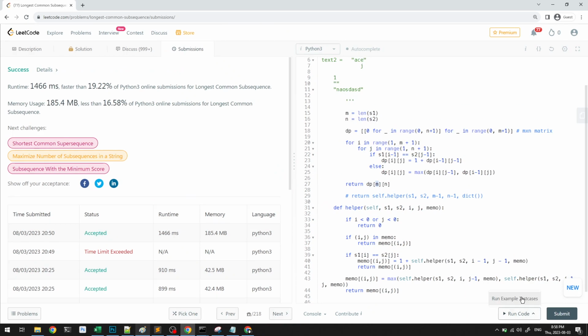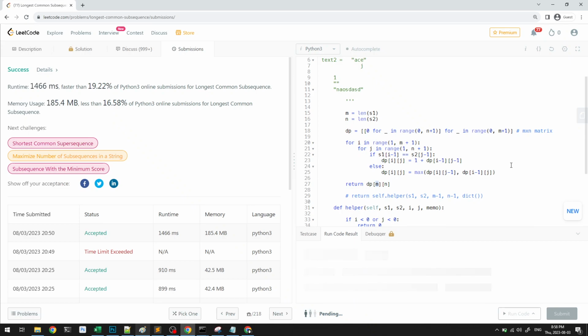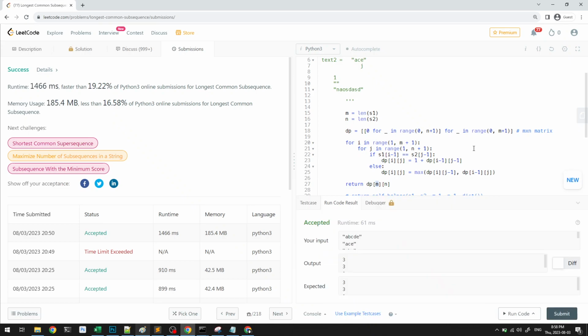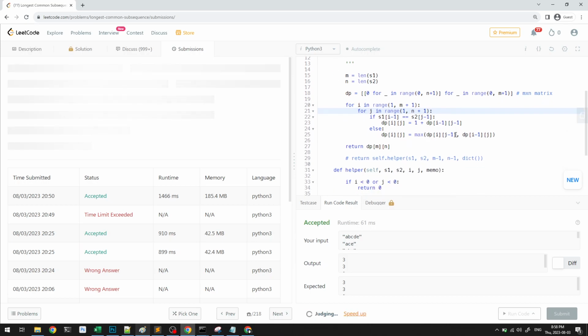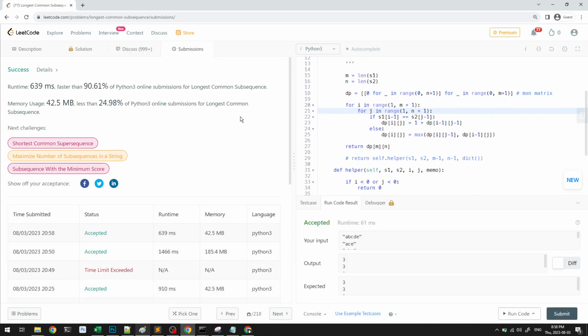So let's go ahead and run this case. We can see that it passes. Let's go ahead and submit our code. And we can see that it passes. Perfect. So this is the O of m times n solution. And same thing for the space complexity, because we're storing that in terms of dp.